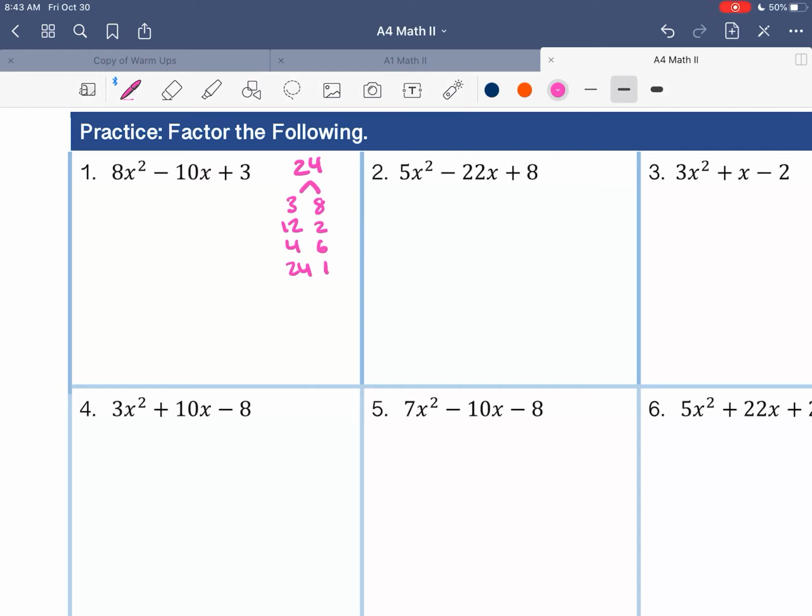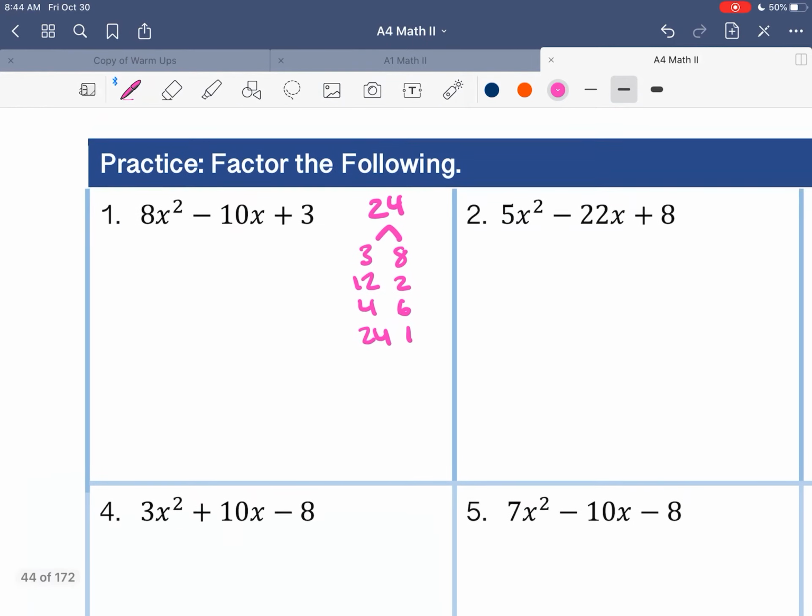Hang on, I'm double checking something. -12. Why is there no negative? Huh, interesting. I think this one has a typo on it. Oh no, it doesn't. I just did it wrong, that's all. So beware that this one is done wrong on the notes.